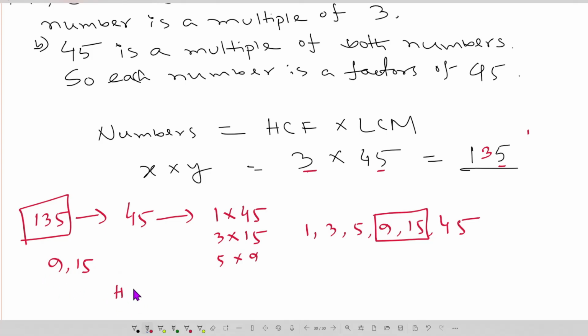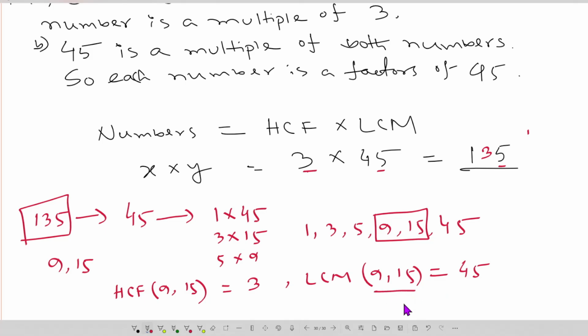Look, the HCF of 9 and 15 is 3, right? The LCM of 9 and 15 is 45, right? Then what do you think? The two numbers are 9 and 15, because 9 times 15 equals HCF 3 times LCM 45. So our two numbers are 9 and 15.